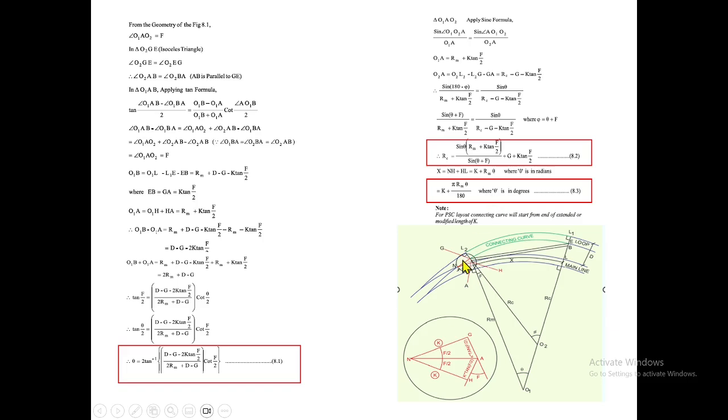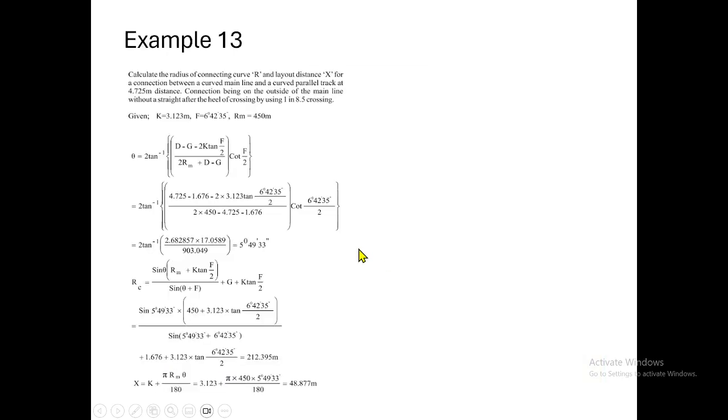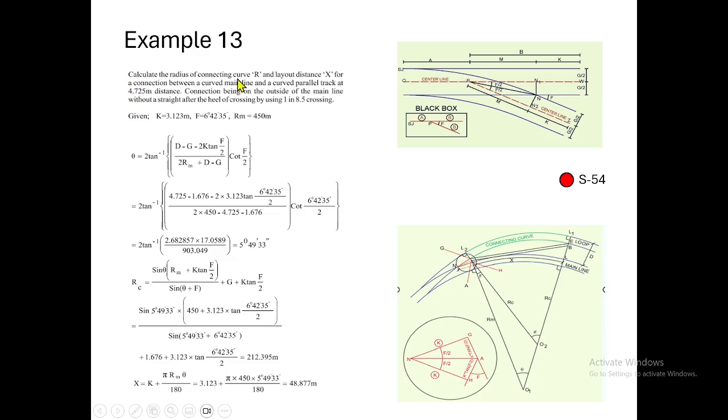Here the k distance is something we have seen in the Sunderland method. In the Sunderland method, B portion we have m plus k. That k distance is a standard distance we take from the table. That's all here. So with this we have to solve for the required parameters for this type of connection. We will see an example here.